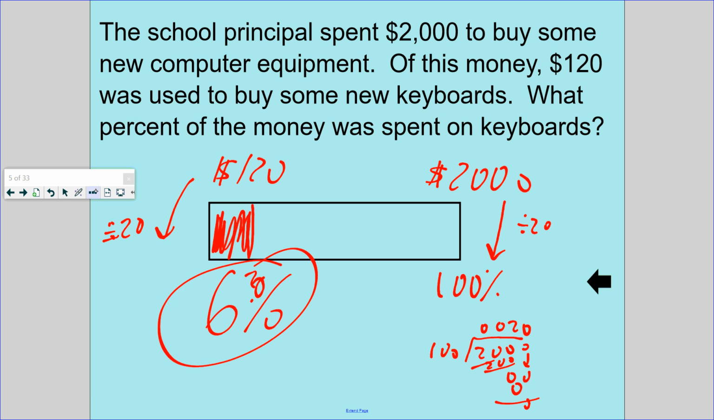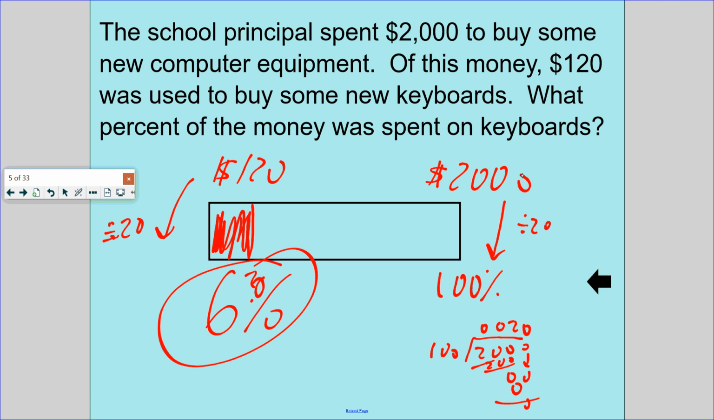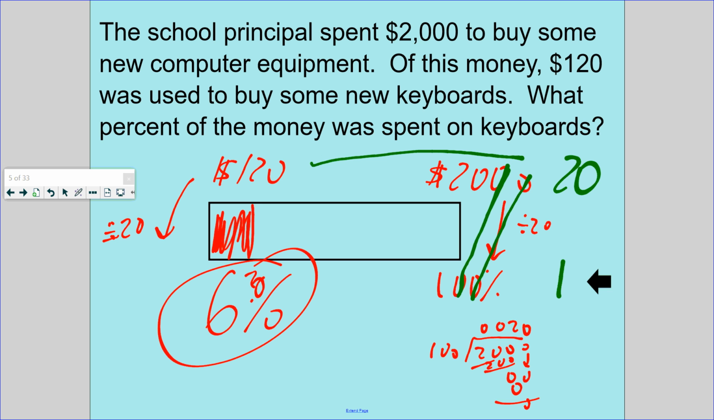Maybe you don't like it that way. Here's a shortcut, another way you could have done it. Could we have simplified this? Divide by 100. 2,000 divided by 100 is 20. 100 divided by 100 is 1. What's the relationship between 20 to 120? Times 6. 1 times 6 is 6%.